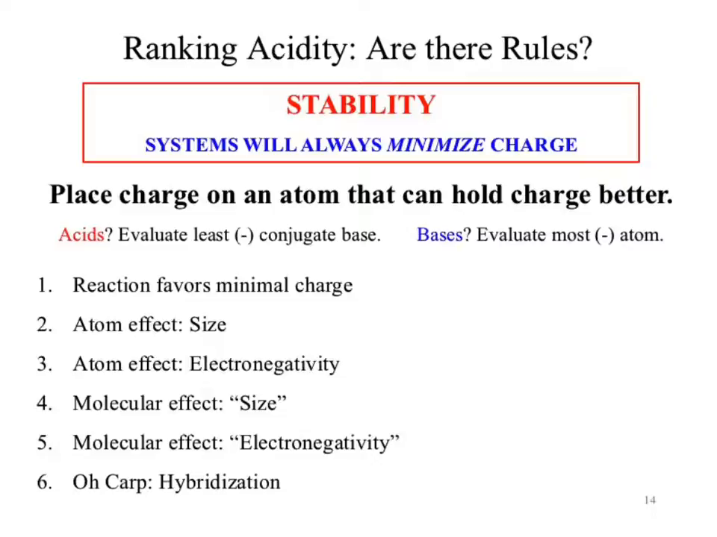Why does everybody freak out and not able to apply to the bases? Well, what makes an acid acidic? It's the stability of the conjugate base. Is the negative charge stable? If it is stable, what does that mean about the ability to get rid of the H+? It's really easy. So when I'm looking at acid strength, I look for the negative charge that is most stable.